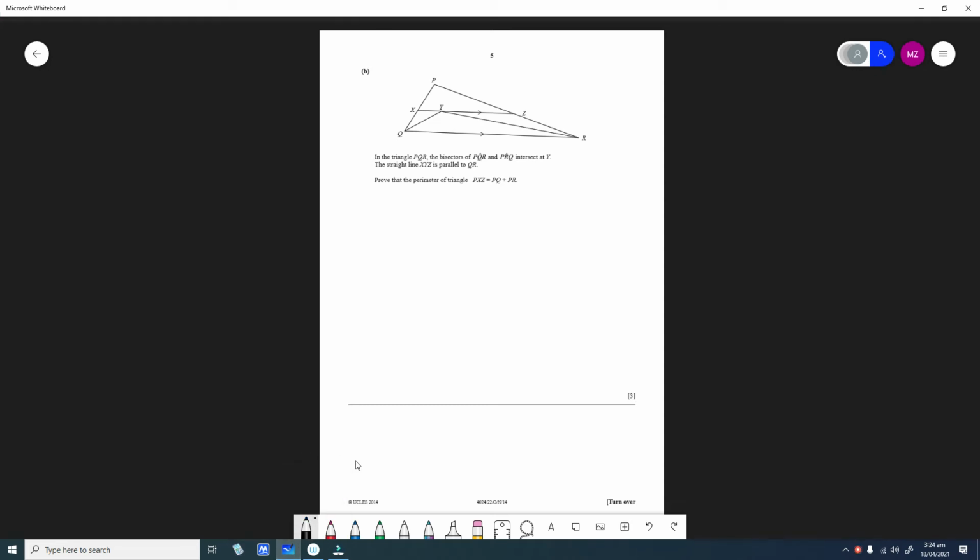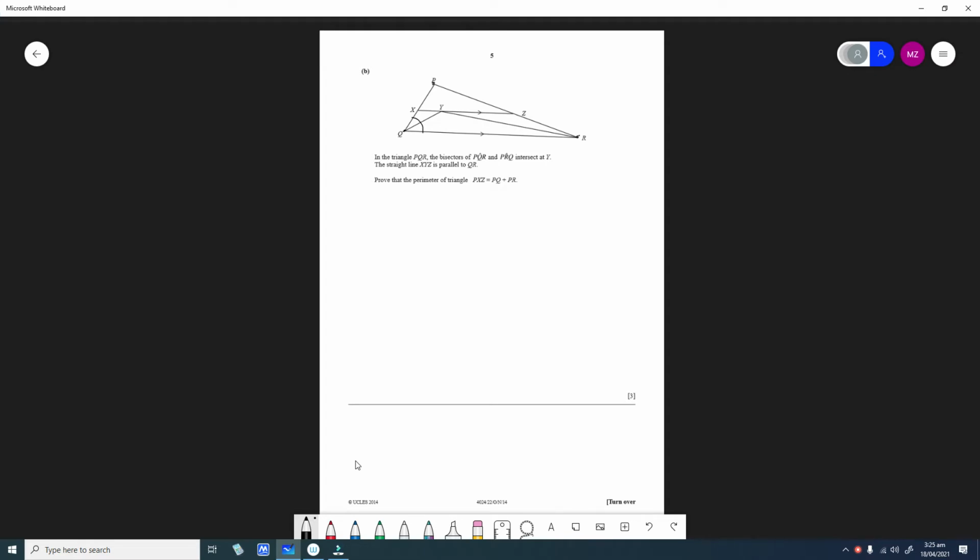The triangle PQR: this is the P point, this is the Q point, and this is the R point, and this triangle is PQR. And the bisector of angle PQR, this is the angle PQR.